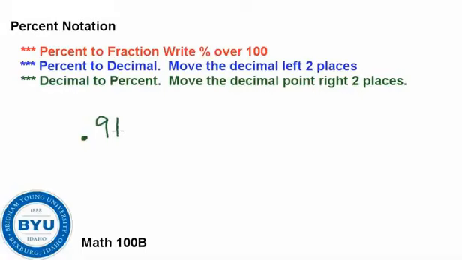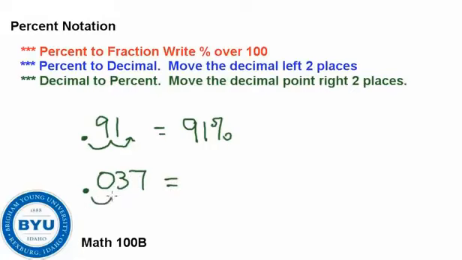When we went from a percent to a decimal, we moved the decimal place left 2 places. So if we want to go from a decimal to a percent, we'll do the exact opposite. We'll move it right 2 places. So 91 would just be 91%. 0.91 converts to 91%. If I gave you 0.037, again, we would move the decimal place 2 places, and the percent would be 3.7%.